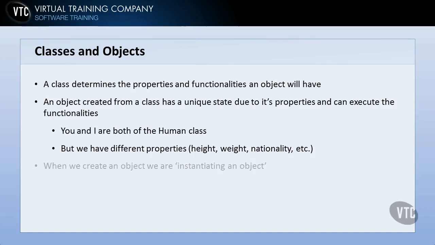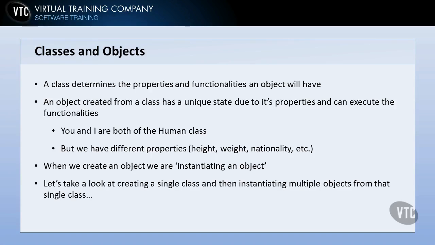Now, when we create an object based on a class, we are said to instantiate an object, or we are instantiating an object. We're creating an object in memory based on that class. Now, let's take a look at an example. Let's start building an example for creating a single class and then ultimately instantiate multiple objects from that class.